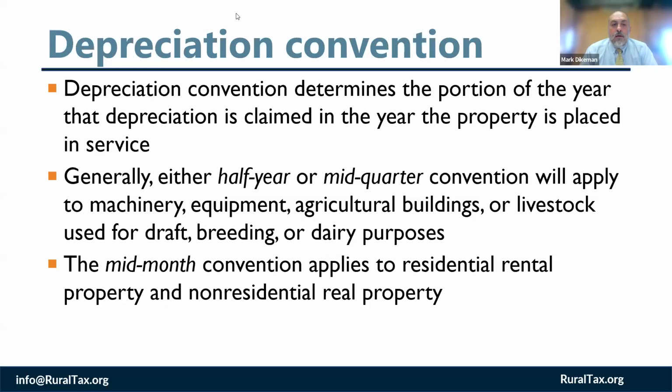So generally, when we deal with farm property, machinery, equipment, ag buildings, livestock, whether it's breeding livestock or dairy, in general, the half-year or mid-quarter convention is going to apply. When we get into residential rental property and non-residential real property, so commercial buildings, then the mid-month convention is going to apply. We'll look at the half-year and mid-quarter in a little more detail next.